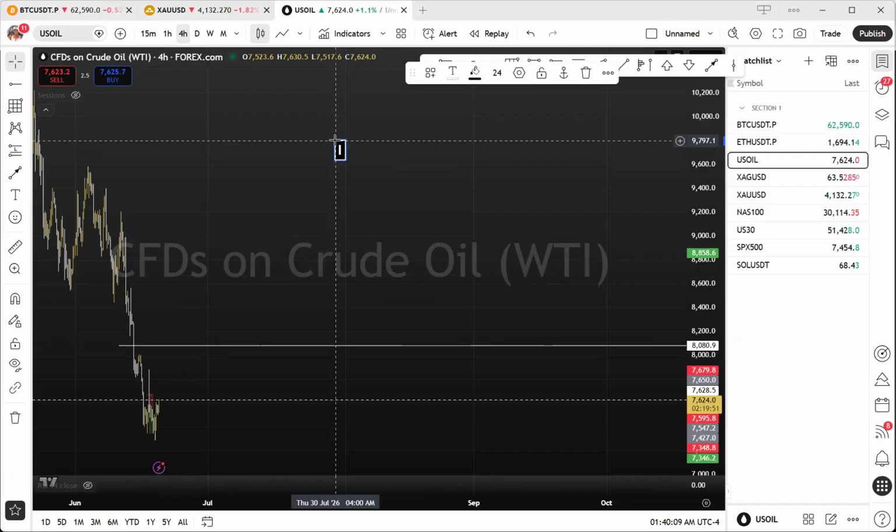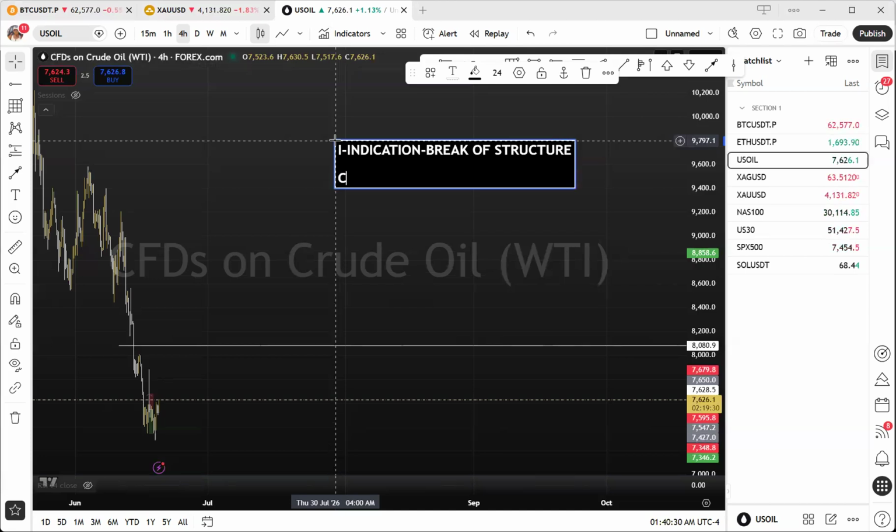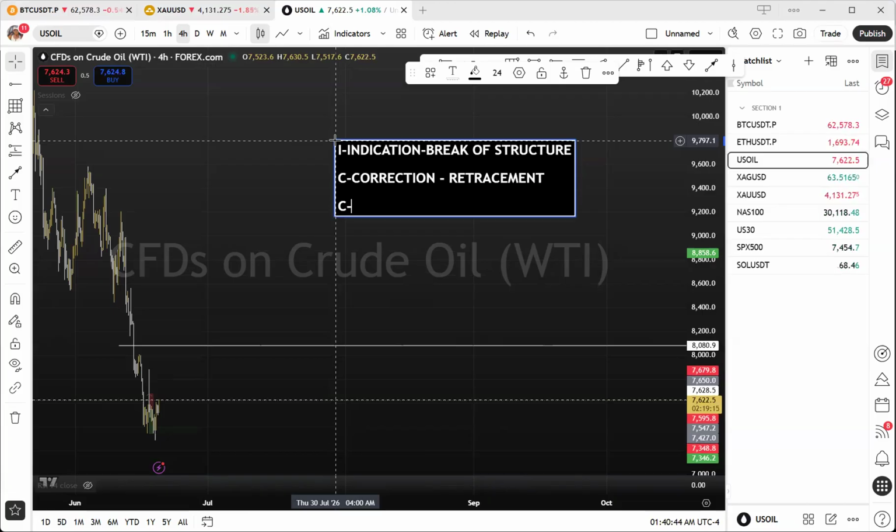Okay, so I means indication, which is the same as your break of structure for people that trade supply and demand. Then we have a C, correction, which is the same as your retracement. Then we have another C, continuation, which is the same as continuation, of course.